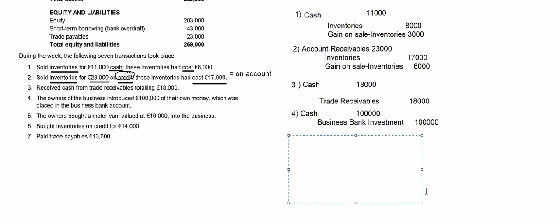Next, number 5. The owners bought a motor van. That's about 10,000. So we have motor van as an asset. That should be about 10,000. And we need to reduce the cash because we used the cash to buy the motor van.